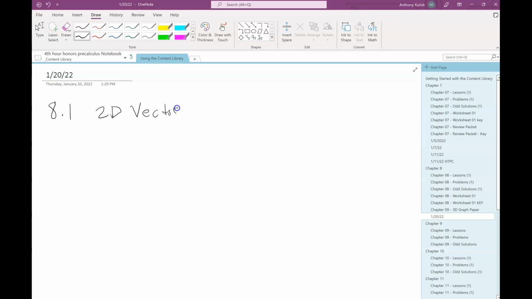So in Chapter 8, we're going to be talking about 2- and 3-dimensional vectors. Some of us have heard about vectors before in previous courses, some of us maybe not. Either way, it's okay. We're going to start as if you know nothing. So we're going to start just with a definition.